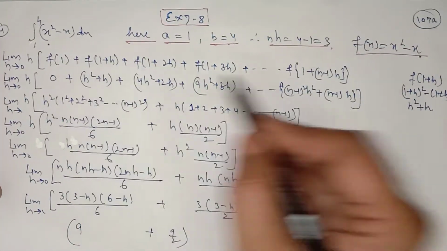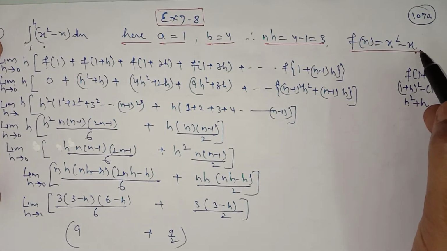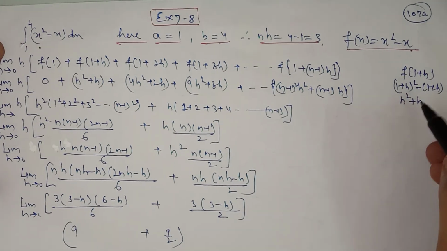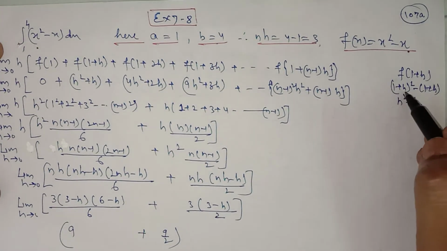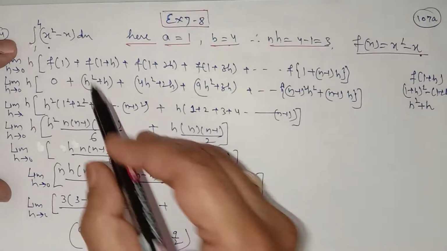f(1+h) will be (1 plus h) whole square minus (1 plus h). This simplifies, you will get h square plus h. You take your own time to simplify it. (1 plus h) whole square minus (1 plus h) is h square plus h. This will be the term.